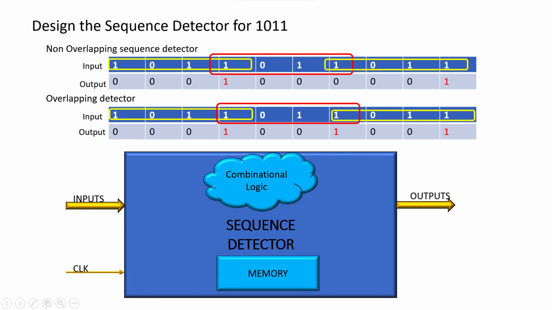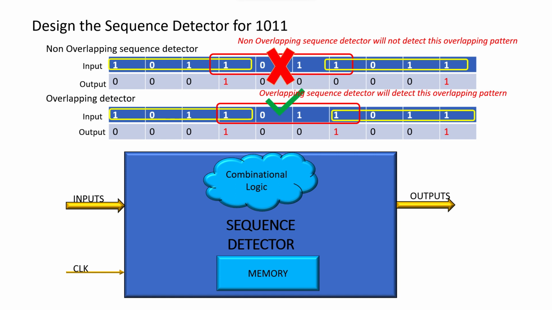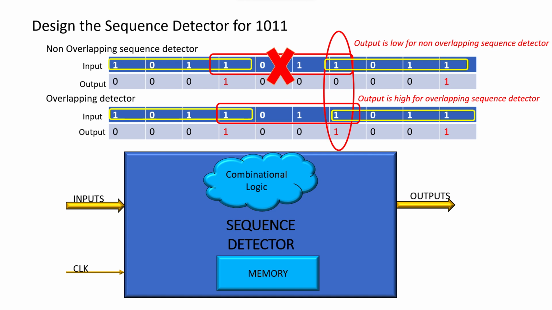So, suppose we have the input pattern 1011011011. If you can see, the 1011 pattern comes 3 times. 2 times the pattern is separate, as highlighted in yellow, but 1 time the pattern is overlapping, as highlighted in red. So, the overlapping sequence detector will give output 1 for all 3, but the non-overlapping one will output 1 only for the 2 highlighted in yellow.